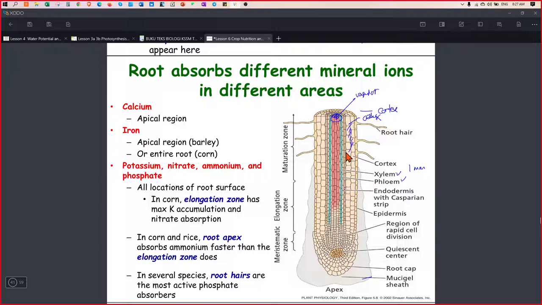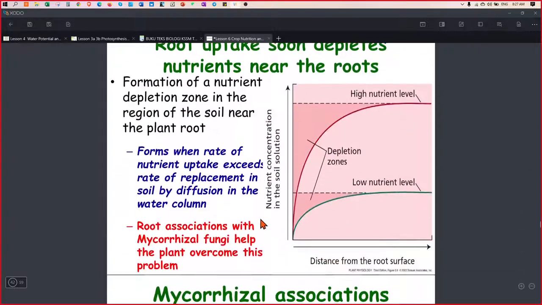Why do you need to know this? Because these have an impact on the journey of the nutrients absorbed, which you're going to see in a bit. And then you're going to see right in the middle your vascular system.